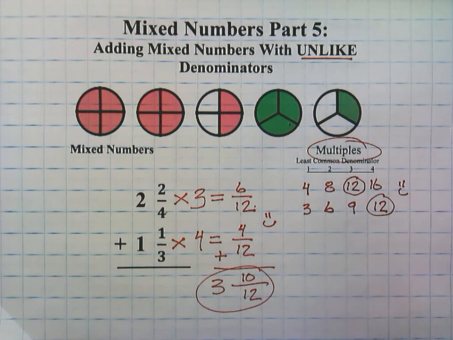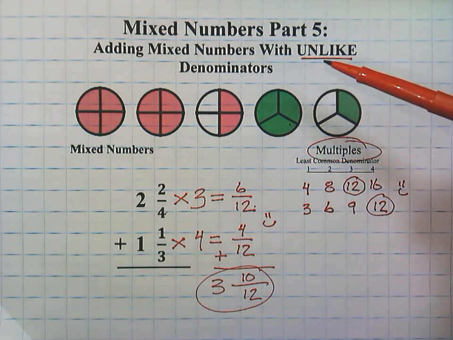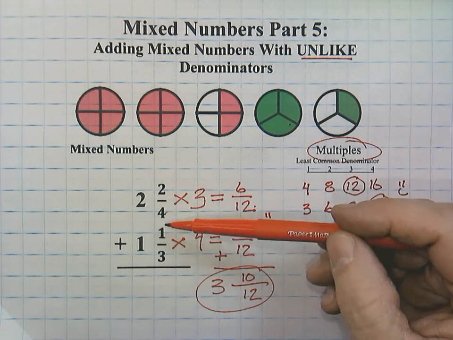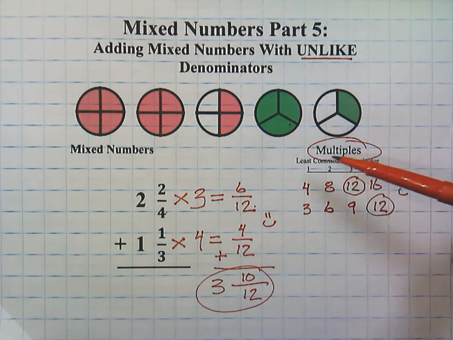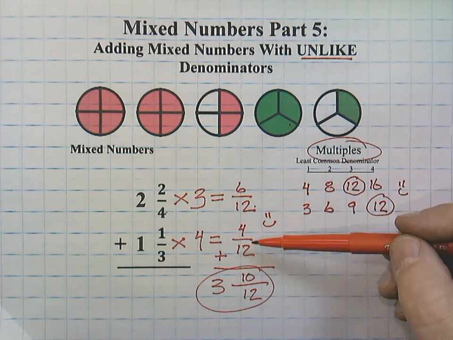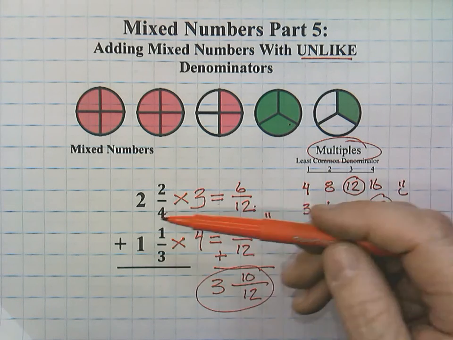In review, we did adding mixed numbers with unlike denominators today. We said that we start with our fractions. The bottom numbers must be the same. If they're not the same, we use our multiples, and we multiply both the top and bottom to find the least common denominator. And then we add our fractions and add our whole numbers.